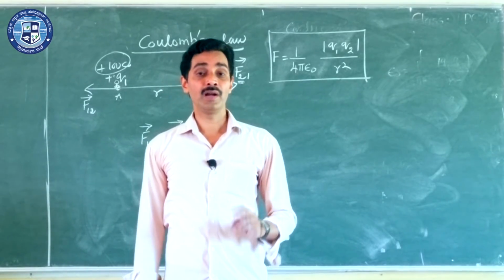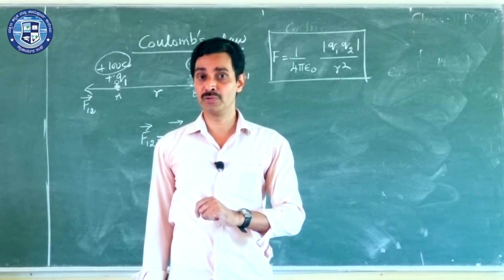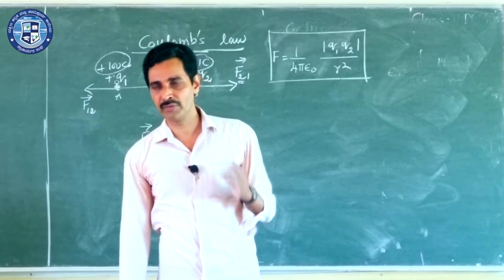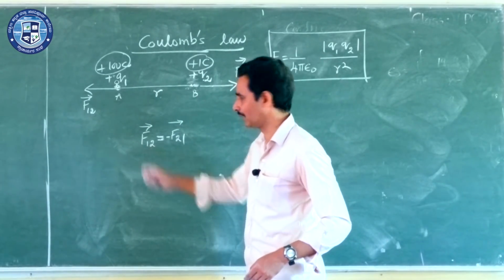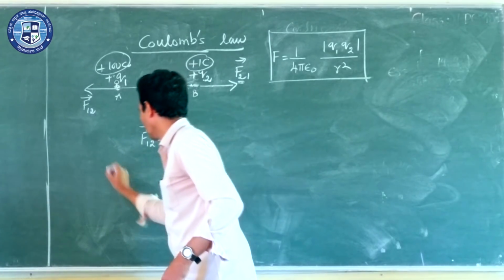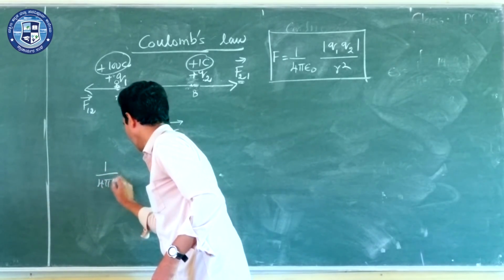Okay. What is the vector form of Coulomb's law? Write the Coulomb's law in vector form. Of course, you can write it here. If I can write the formula like this, what is F12? 1 by 4 pi epsilon naught.